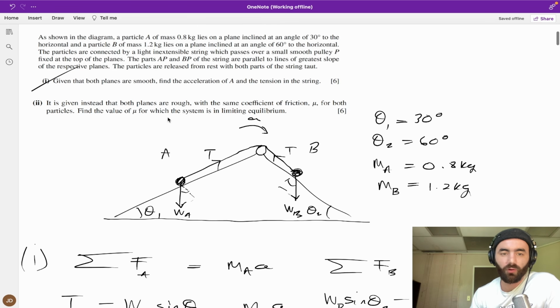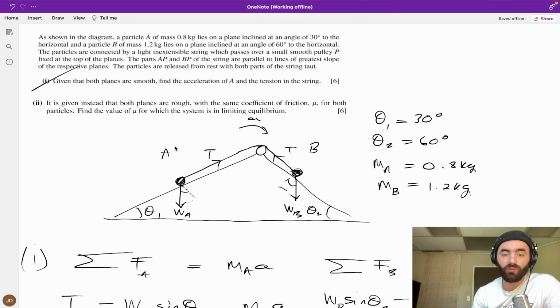It is given that instead both the planes are now rough with the same coefficient of friction mu for both the particles. Find the value of mu for which the system is at limiting equilibrium. Okay, so when it's at limiting equilibrium, the system is just on the verge of starting to move in the direction it would naturally move. In this case, it would be this way.